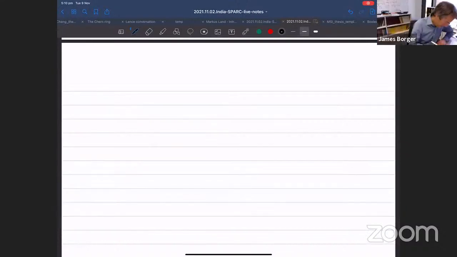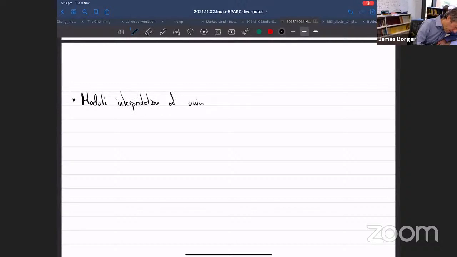Okay, so one thing that really belonged in the last lecture, but let me say it now. This is a moduli interpretation of the universal property. Suppose that R is a delta ring, and now X is the spectrum of R.